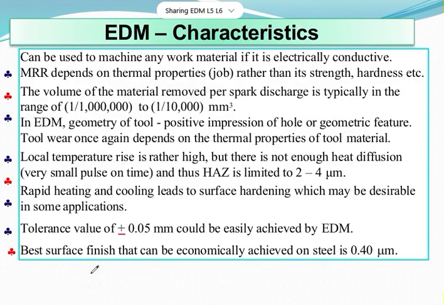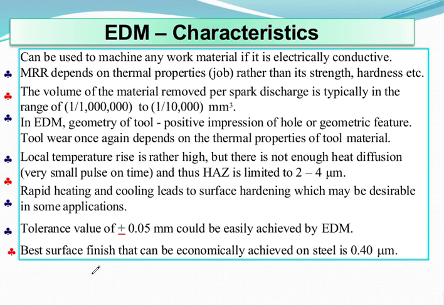Now, what are the EDM characteristics? Let us discuss in brief. First of all, it can be used to machine any work material if it is electrically conductive. Next, material removal depends on thermal properties rather than strength, hardness, etc. The volume of material removed per spark discharge is typically in the range of 1 by 10 lakh to 1 by 10,000 millimeter cube.